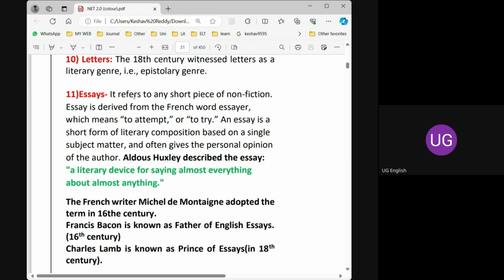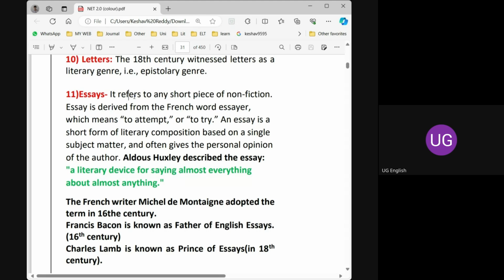So these essays may be about the problems of society, or about the biography of a person, or any commentary on a fictional work, or about the problems of life. Whatever it is, everything can be included in the essay.